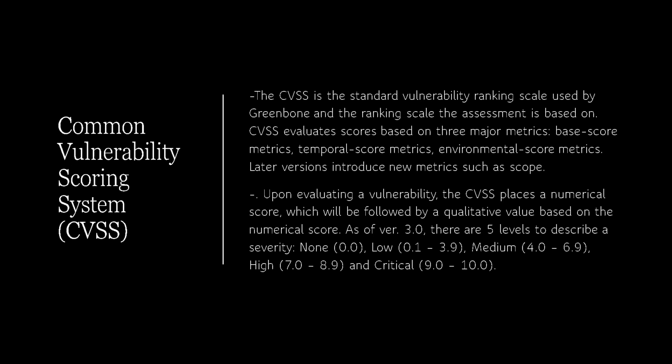Now, upon evaluating a vulnerability, you'll also notice that there will be a score. With the scoring, there's going to be a numerical score as well as a qualitative score that goes around it. Beforehand, the qualitative score typically went from low to medium to high, but in the most current version, there are now five scales to describe the severity of a vulnerability: none, low, medium, high, and critical. And the numerical scoring goes essentially from 0.0 to 10.